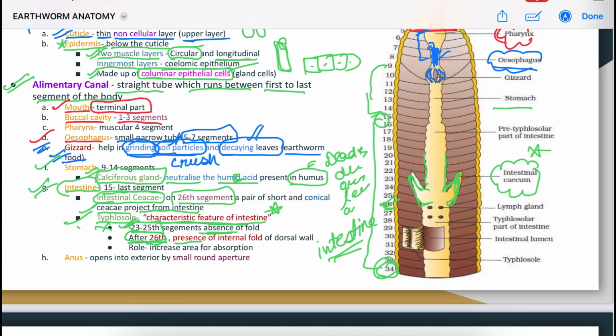What is typhlosole? How do you define it? It is basically an internal fold. It is a part of the intestine. It is an internal fold of the dorsal wall, on the back side.